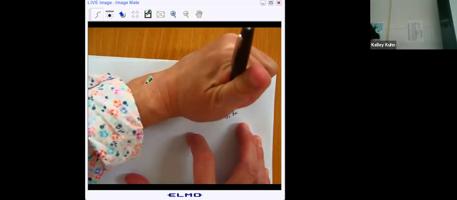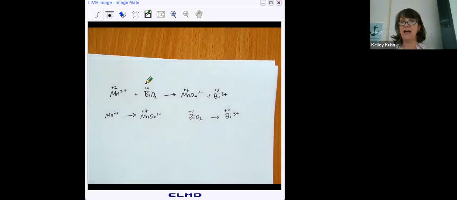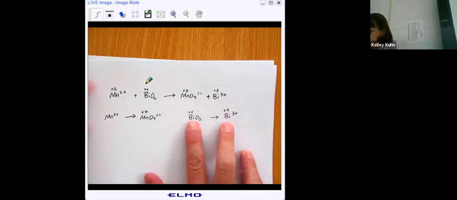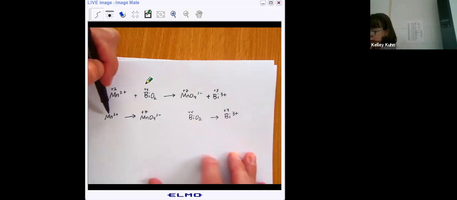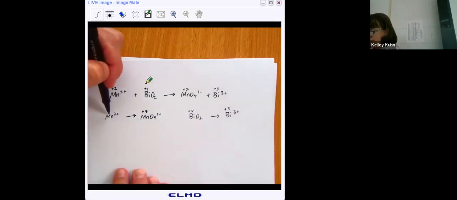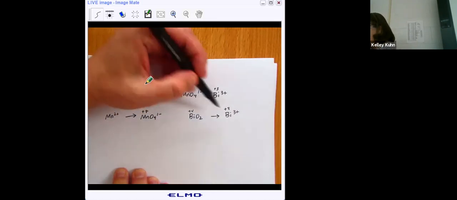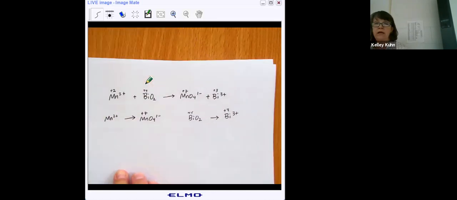The first kind of oxidation reduction reaction we're going to work is called an oxidation reduction reaction that happens in acid. I'll explain a little bit more about what that means later. But the first thing that you do is you make sure that your primary atoms are balanced. In other words, I've got one manganese on this side, one manganese on that side, one bismuth, one bismuth. So those are good. So how do I balance the oxygens?